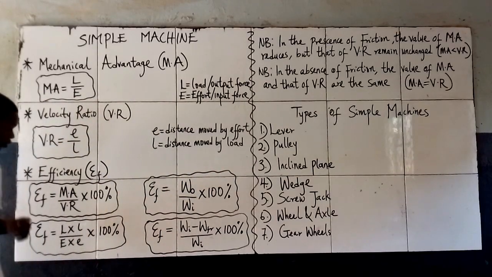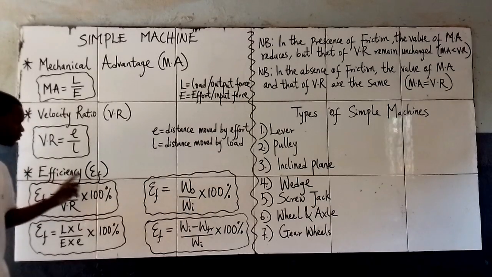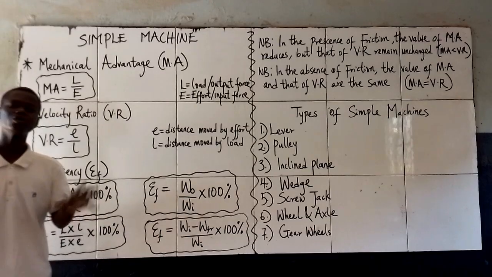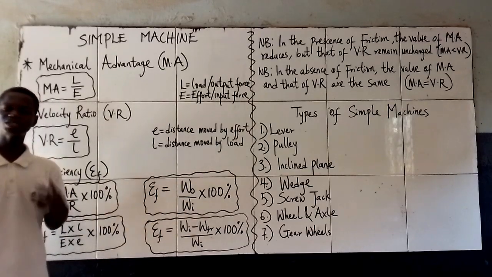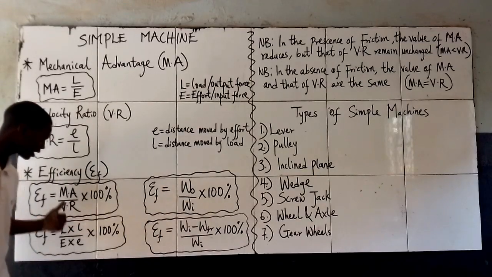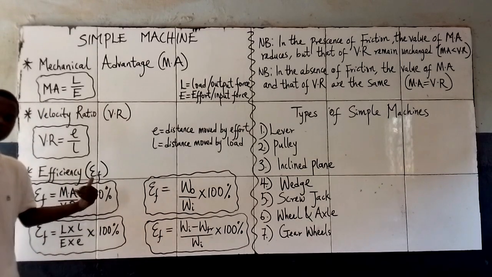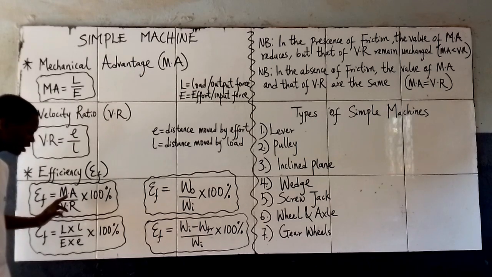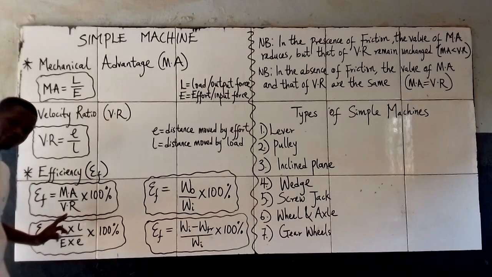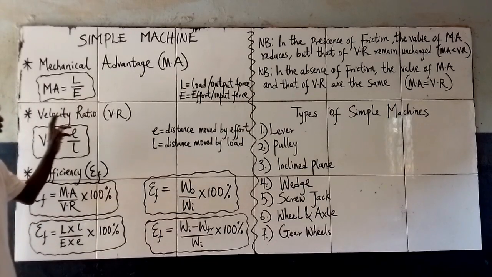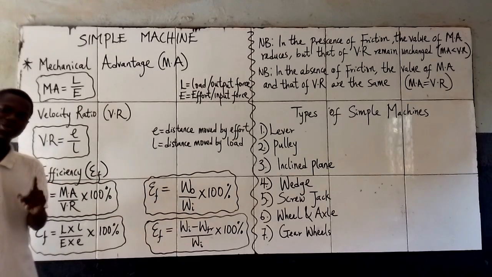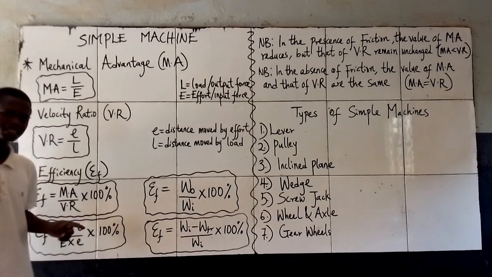And also there's something called efficiency. Efficiency, abbreviated as E or EF. Now, what are the formulas we can use to get the efficiency of a machine, to tell how efficient that very machine is? The first formula here is MA over VR times 100%. Like we know, MA here stands for what? Mechanical advantage over VR, where VR stands for what? Velocity ratio. Whatever you get times it with 100, that will give you the efficiency of that machine.